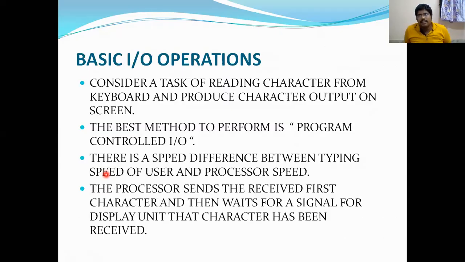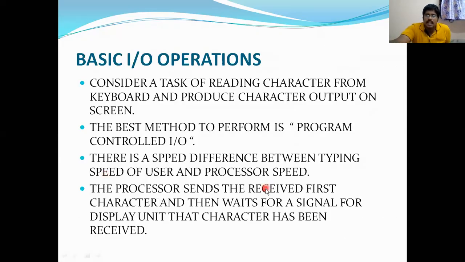Whenever it receives the second character, it will transfer that second character to the monitor, and again it will wait for the third character. That means there is a speed difference between the person who is entering the data and the processor of that computer. The person's speed may be less compared to the processor speed. That's what they have mentioned here.